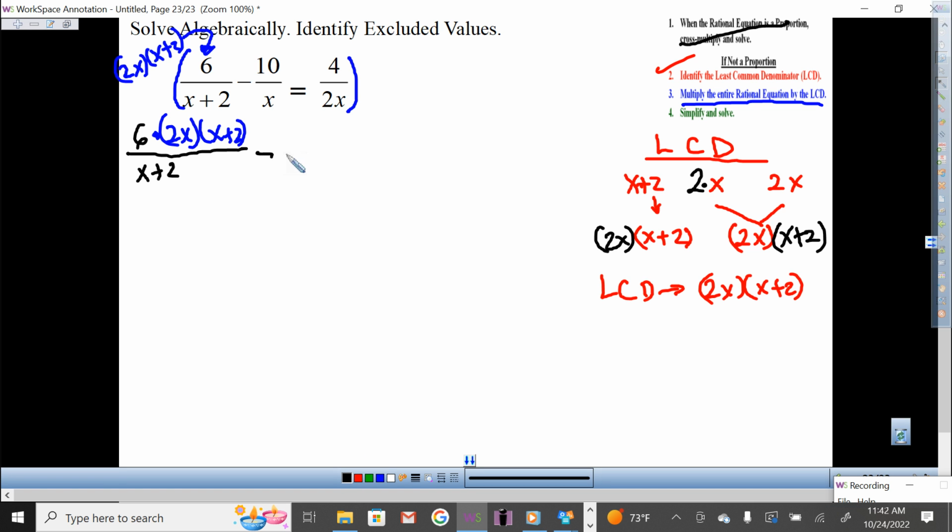Minus. I need to do the next fraction. Distribute that to the next one. So what do I write? 10 over x, but the 10 we're going to multiply times what? 2x, x plus 2. Equals. With that said, tell your neighbor what to write for the last fraction before I call Joel to help us out. The last fraction, what do I write?